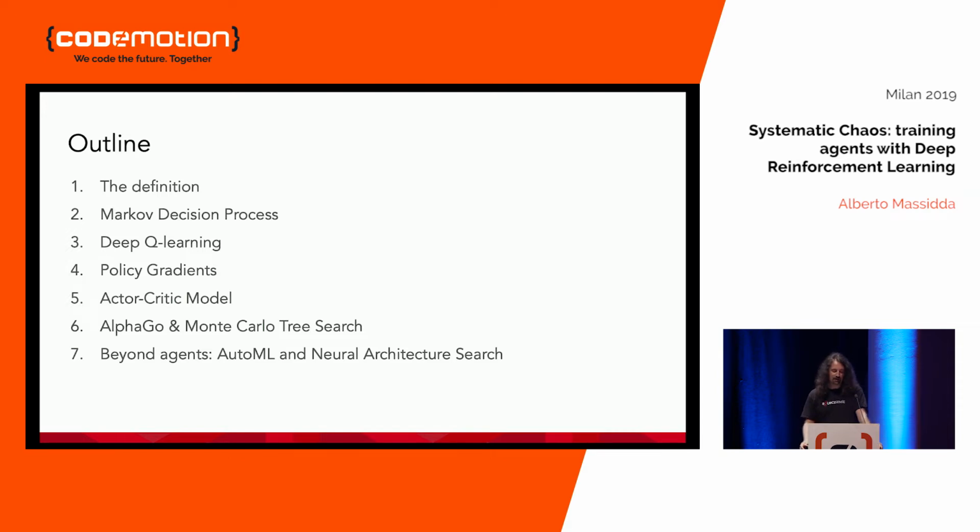So we'll briefly define reinforcement learning. Then we will expose the concept of a Markov decision process. Then we're going to talk about the two main approaches in reinforcement learning, which are deep Q learning and policy gradients. And then how we can have the best of both worlds with the actor-critic model. And then we're going to have two case studies with AlphaGo and the technology that sits underneath, which is Monte Carlo tree sampling. And also we're going to talk about AutoML and how some neural networks can be aggregated by architecture search.